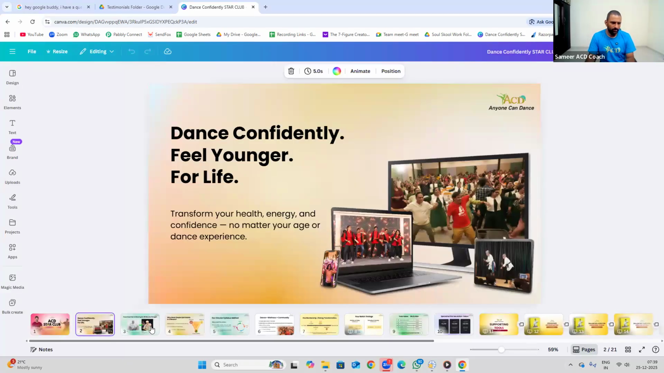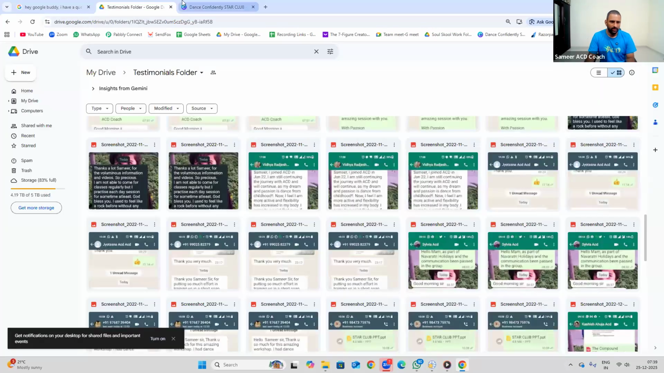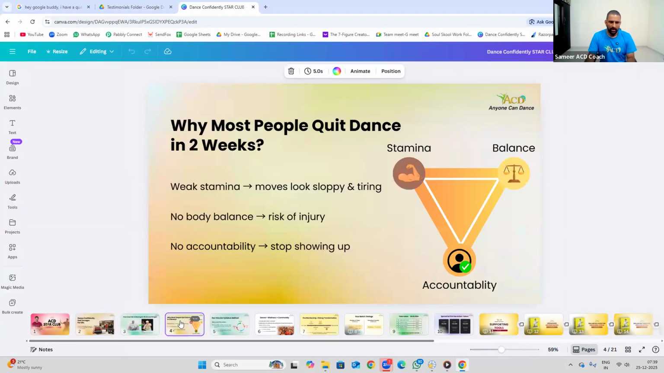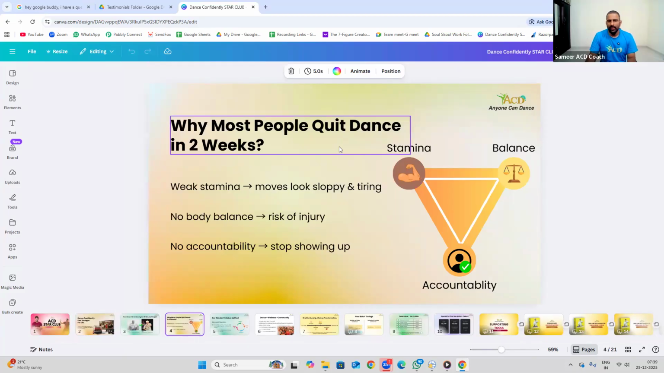Okay, you know this, and so many of you are already dancing confidently and looking younger. All these success stories will be there in this testimonials folder. You can see. And we also do a negative study. Negative study means not that negative: why do most people quit dance in 2 weeks?